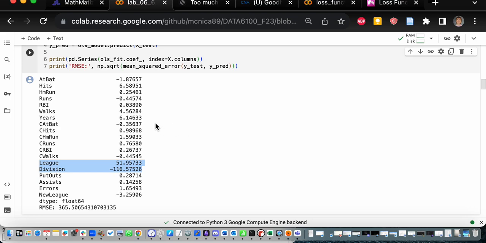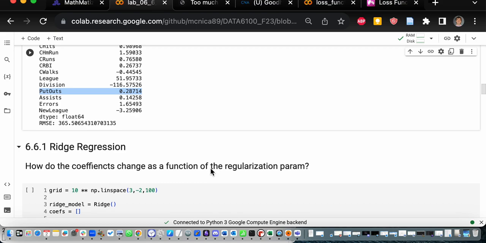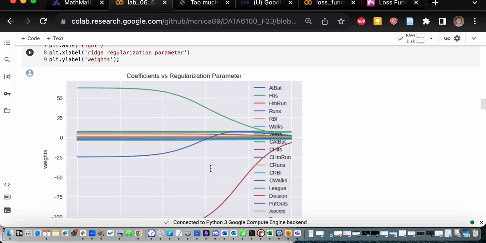And then things that are big numbers, where's putouts? Let's find putouts. I would love to know what a putout is. Someone who knows baseball should tell me. Okay, putouts is 0.28, right? So you multiply the big number by 0.28. Okay, so these things are all on different scales, which is perfectly fine.